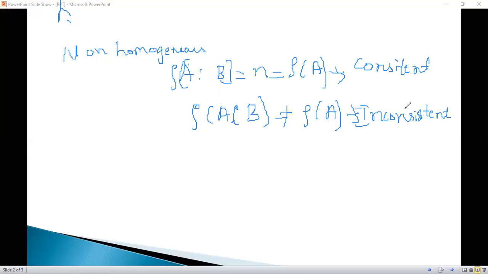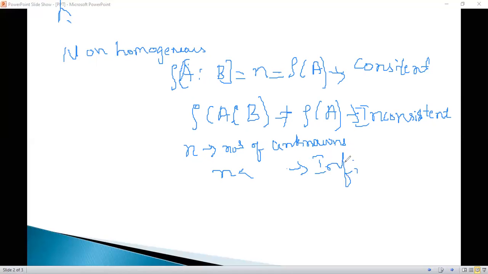Inconsistent means there will be no solution. But in consistent, there will be two cases. If the rank of the augmented matrix is equal to the rank of the matrix, and it is the same as the number of unknowns, then it will have a unique solution. If it is less than the number of unknowns, then it will have infinite solutions.